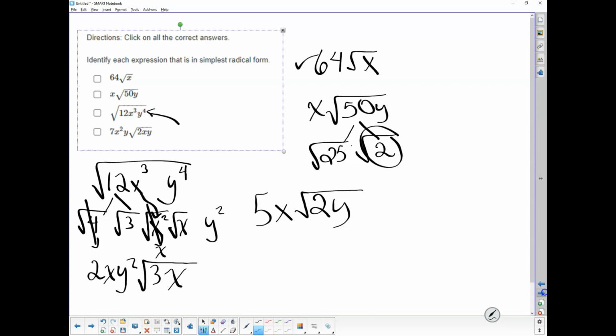That one is not simplified either. The last one, though, I look at 2. I can't simplify 2 any further, nor can I simplify x or y and take it outside of my square root sign. So that one is, in fact, simplified.